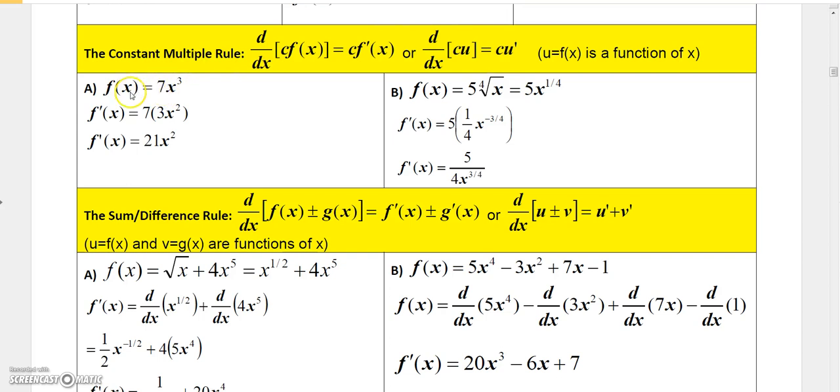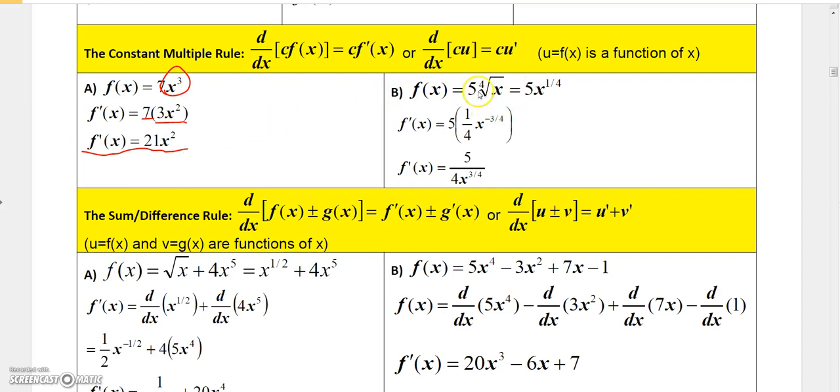Okay, so right here our function is 7x cubed, right? So what I'm going to do is say, well, we know from this rule that the derivative of 7x cubed would be 7 times the derivative of x cubed, and we can apply the power rule to this and get 3x squared. So the derivative would be 7 times 3x squared, which would be 21x squared. So the derivative of that function is just 21x squared.